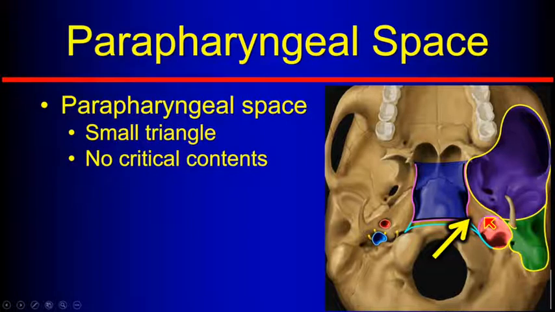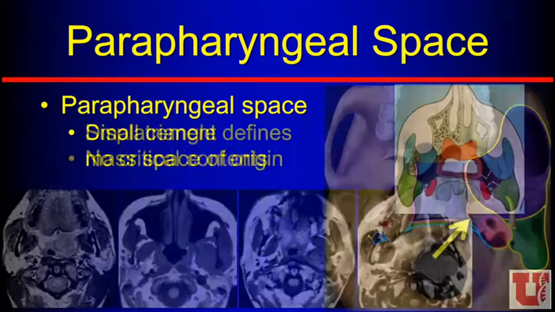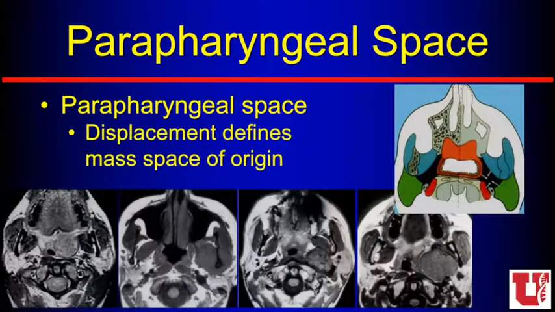And it's usually not very exciting, except if we look at how that parapharyngeal fat is displaced, it helps define the space of origin of a mass in the suprahyoid neck. So that's very important for us. We find how the parapharyngeal fat is displaced, and that helps us make a space-specific differential.